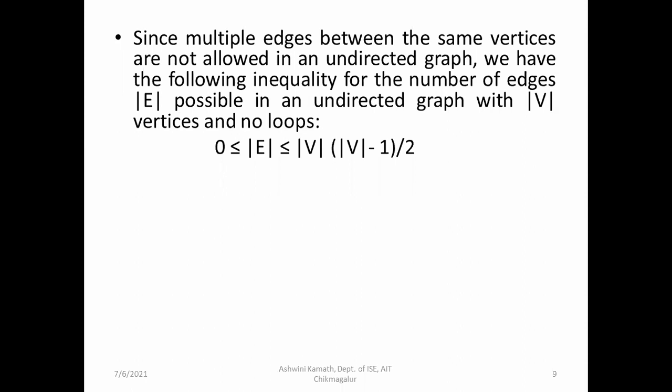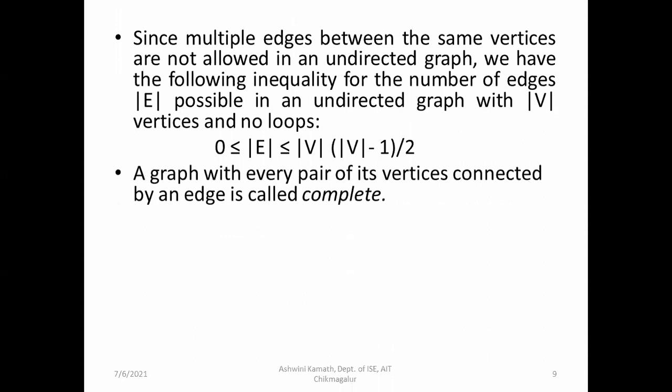That is, here we have some precondition: we don't have multiple edges between the same vertices and we don't have any loops in the graph. Okay. A graph with every pair of vertices connected by an edge is called complete.